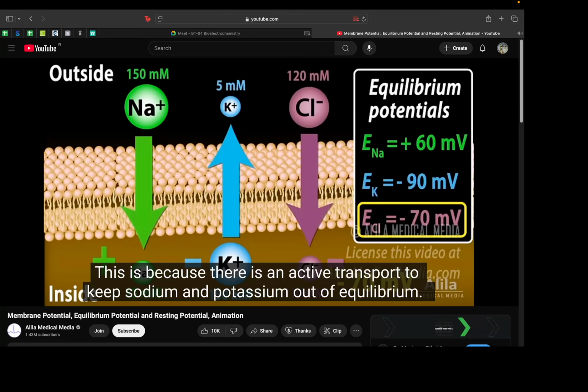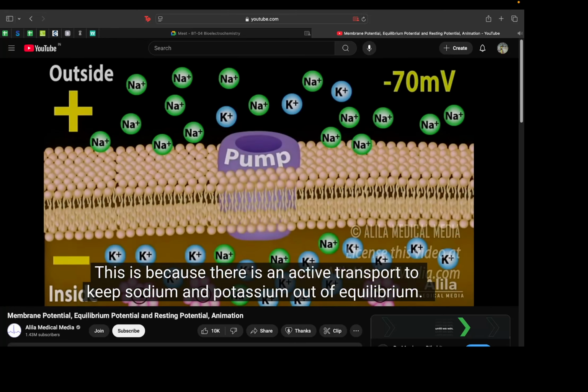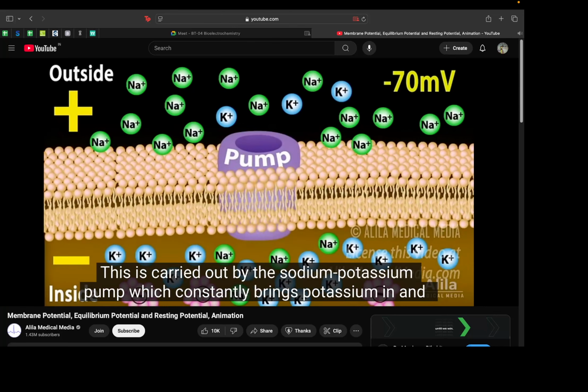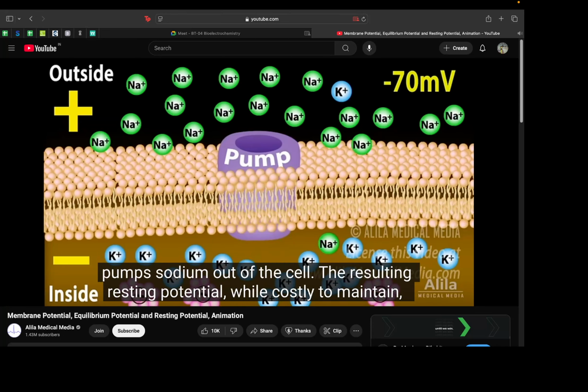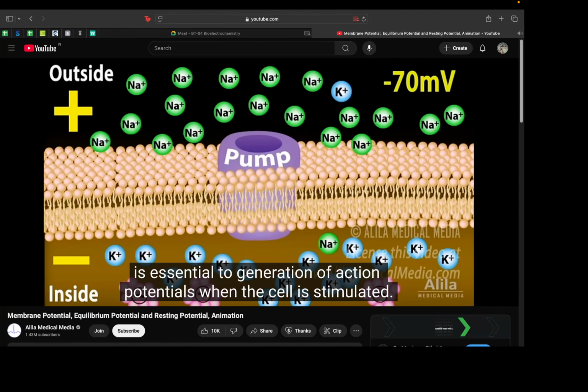This is because there is an active transport to keep sodium and potassium out of equilibrium. This is carried out by the sodium-potassium pump, which constantly brings potassium in and pumps sodium out of the cell. The resulting resting potential, while costly to maintain, is essential to generation of action potentials when the cell is stimulated.